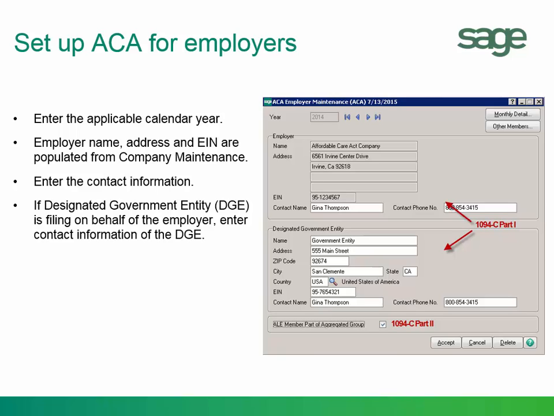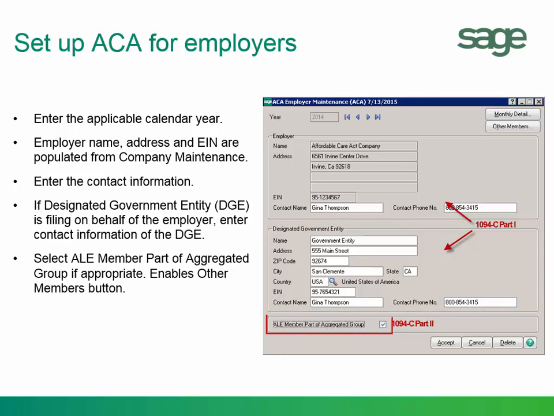If a designated government entity is filing on behalf of the company, fill in the applicable fields. Select the checkbox if your company is an ALE member part of an aggregated group during any month of the calendar year. Click the Other Members button to enter the name and federal employer identification number of other members of the same group. After you've completed this window, click the Monthly Detail button to check your monthly employee count and associated information.